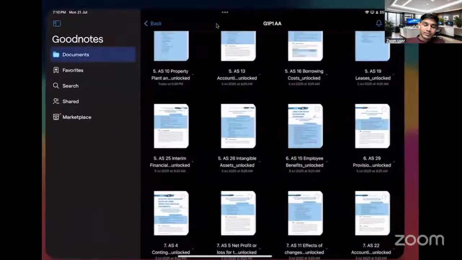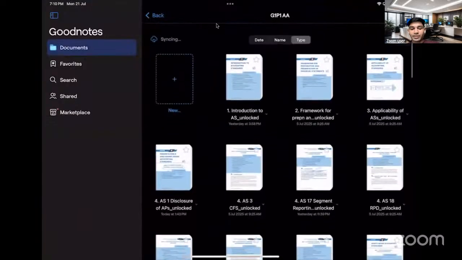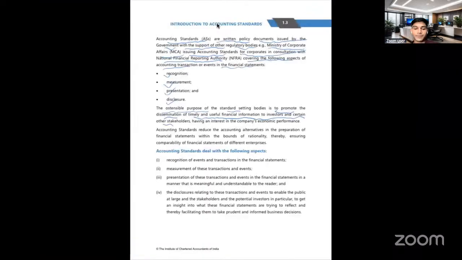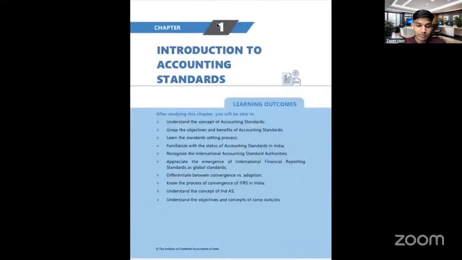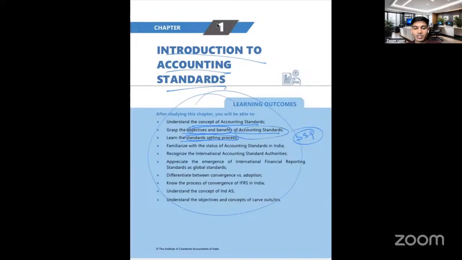Okay, we will start the first chapter, that is Introduction to Accounting Standards. What are the learning outcomes? To understand the concept of accounting standards, grasp the objectives and benefits of accounting standards, and learn the standard setting process. Then familiarize with the status of accounting standards in India. In India, what is the status of accounting standards?